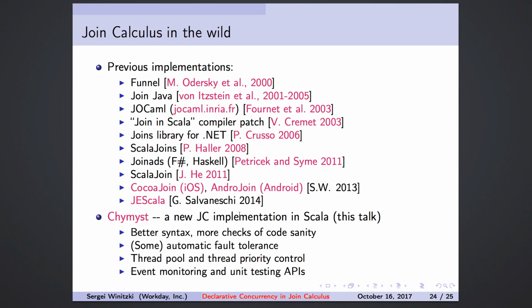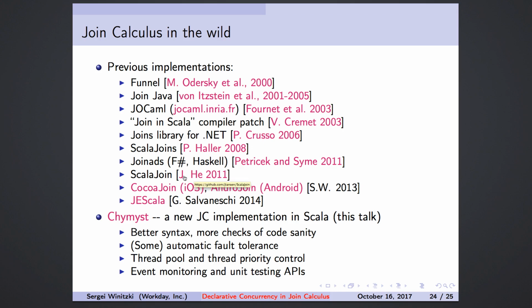There are other implementations of join calculus. There are quite a few. Actually, Martin Odersky was the first one in this list who implemented join calculus as a special new language called Funnel. And this language didn't go anywhere for some reason. I never got an answer as to why people like Philipp Haller, who is a central contributor to Scala, worked on join calculus. He made an implementation. None of this ever made it into standard libraries.